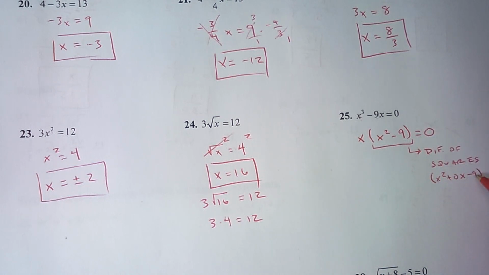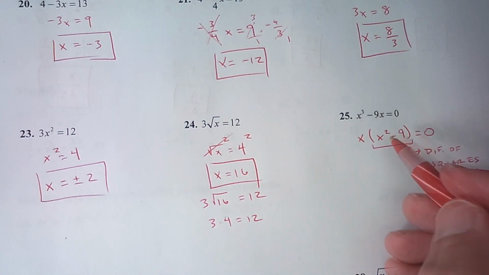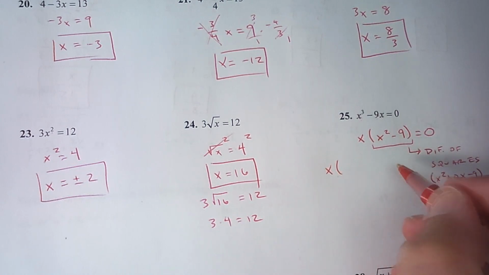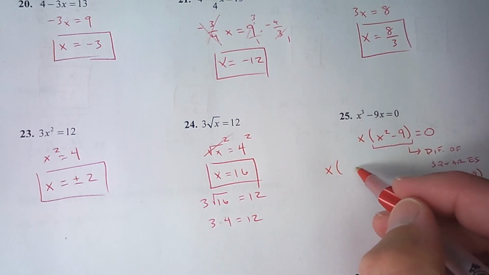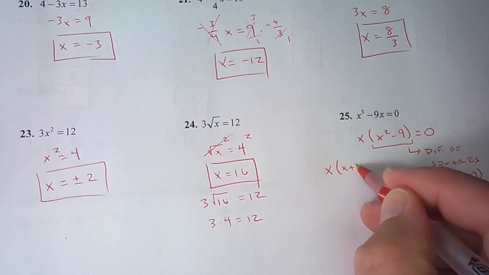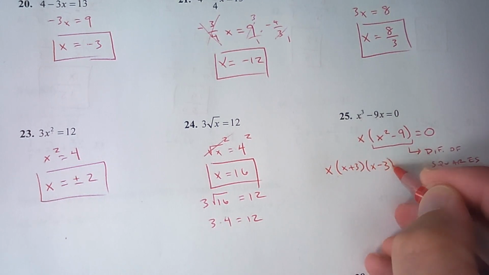If we want to factor that, we're looking for two numbers that multiply to negative 9 and add to 0. Those numbers are 3 and negative 3. Anytime you're factoring a difference of squares, you can go straight to the square roots, one with a plus, one with a minus. I'll put that x there first. x plus 3 times x minus 3.